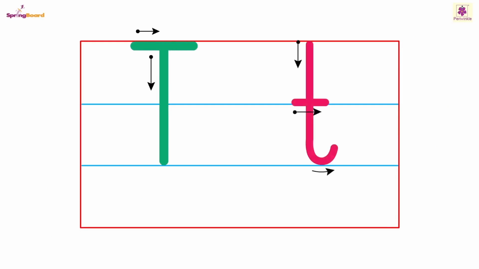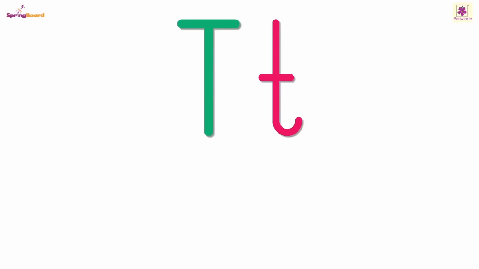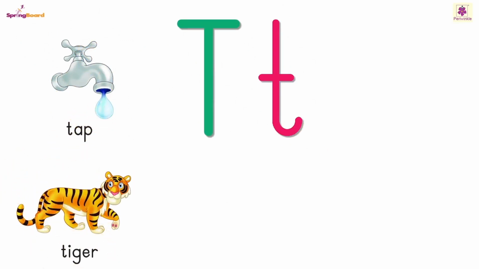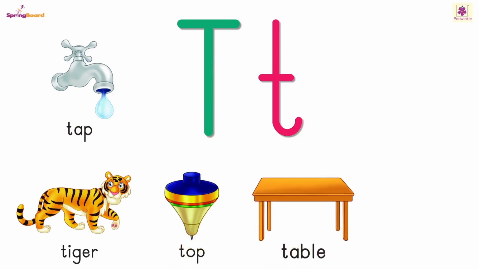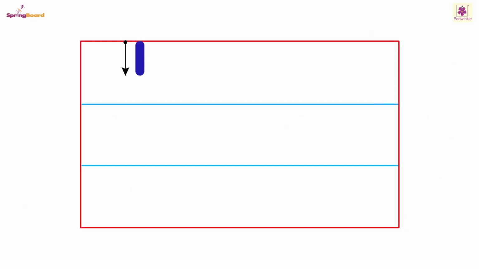This is letter T. The sound of letter T is T. Now, let us name things that begin with the sound of letter T. Tap, tiger, top, table, two, tooth. And the next letter is U.